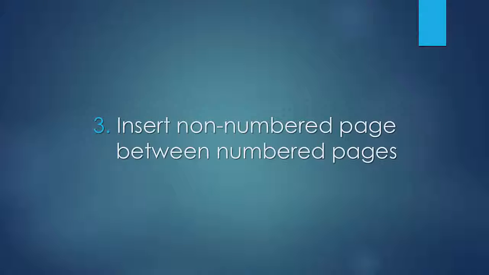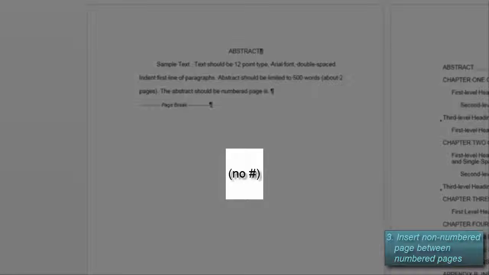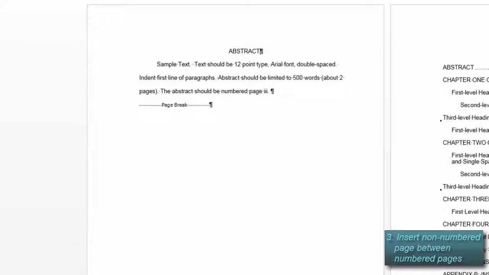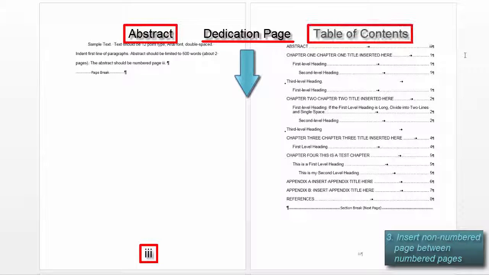Inserting a non-numbered page between numbered pages. In the last section of this video, I will show you how to use section breaks to insert a non-numbered page between two pages that are both numbered. I'll use a thesis template, which you can find on the Graduate Studies website for this section of the video. Let's say you want to insert a dedication page, which is not numbered, between your pre-existing abstract page, Roman numeral 3, and table of contents page, Roman numeral 4.